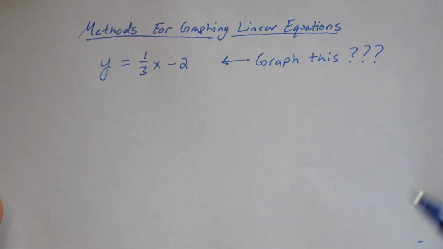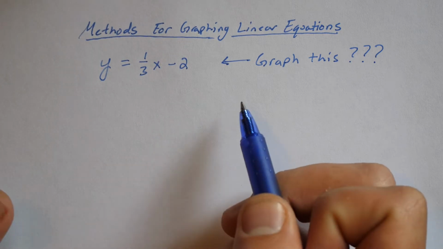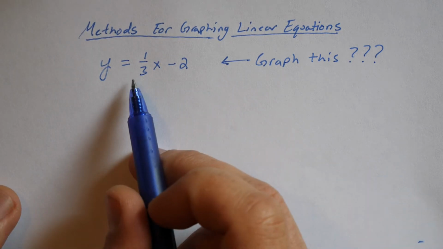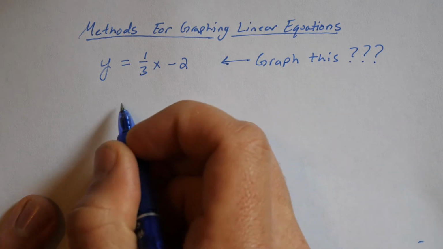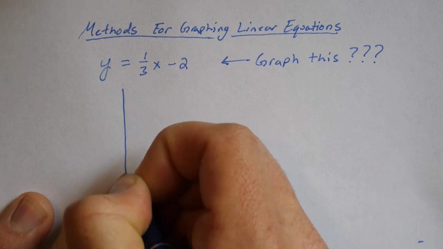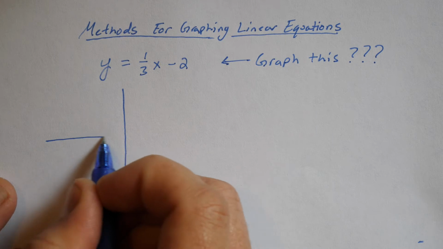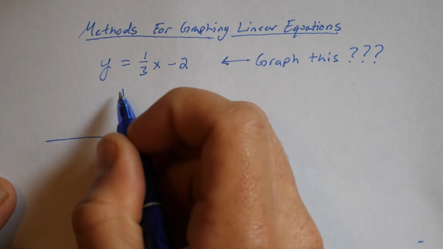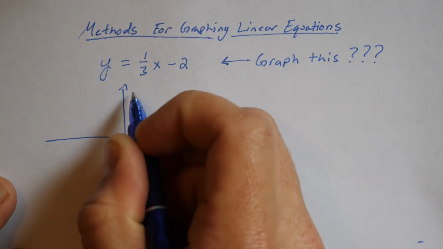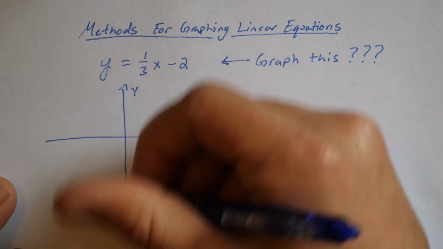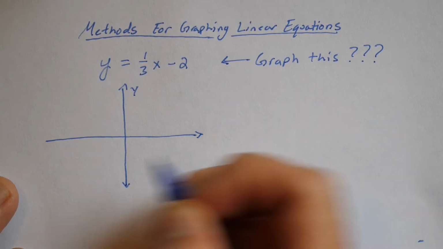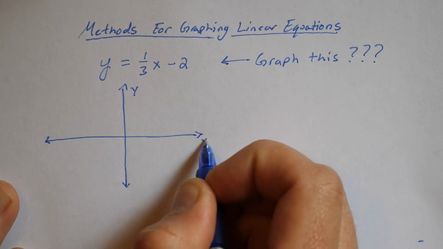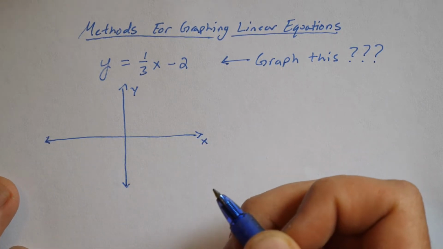So before we start, let's talk about what a function even is, right? This is an equation, it's also a function. So how can we graph this? Well, first off, we have to think about a graph. A graph has two axes. One of them is the y-axis, that's the vertical, up and down. And the other one is the x-axis. That's the horizontal. This is the x-axis, okay?